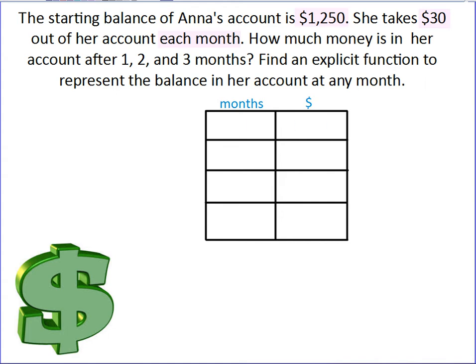We know that after 0 months, or at the start, Anna has $1,250 in her account. And every month, if she's taking money out of her account, we have to subtract $30 every month. So after 1 month, Anna's going to have $1,220 in her account. At 2 months, $1,190, and after 3 months, $1,160. Since I've subtracted $30 from her account every time 1 month has passed.